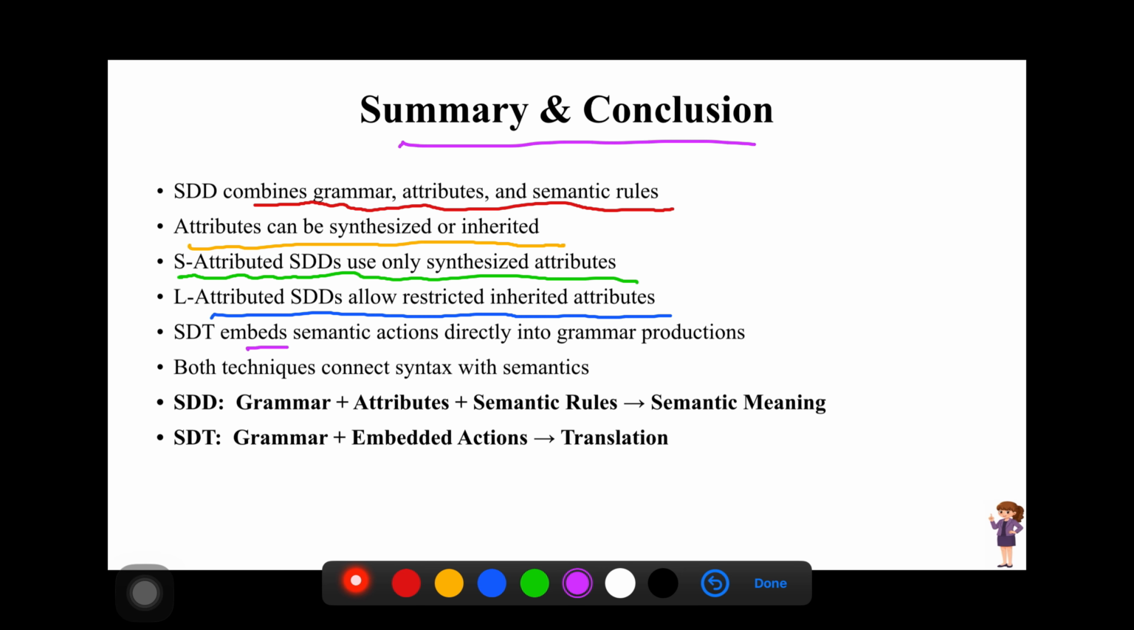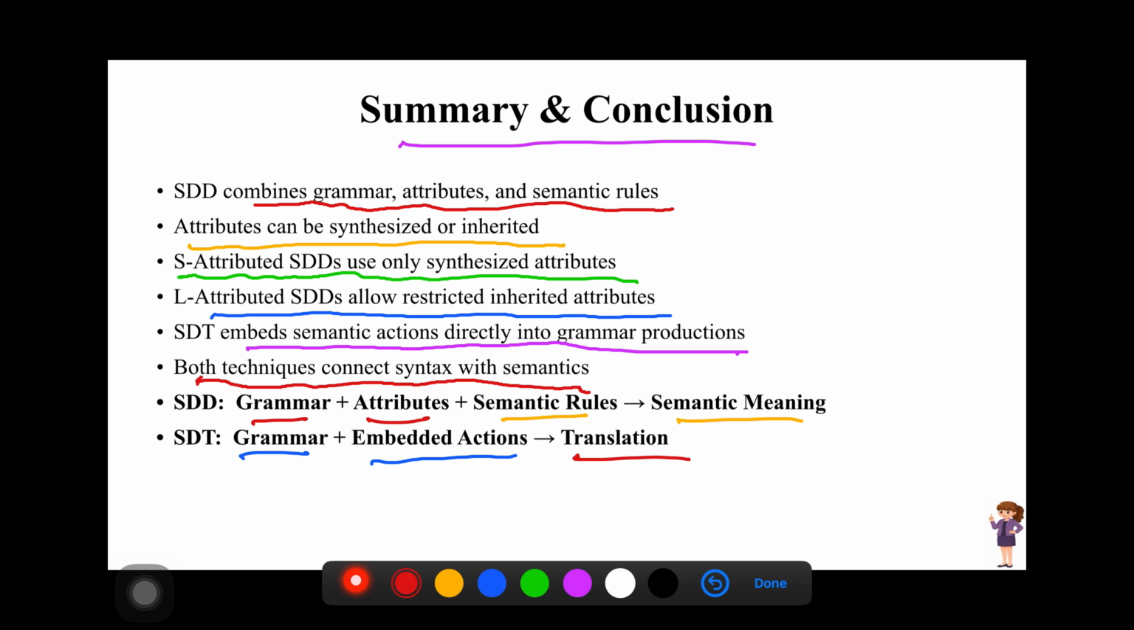SDT embeds the semantic actions directly into the grammar production. Both SDD and SDT help the compiler to connect the syntactic structure of the program with its meaning and translation. The easiest way to remember the whole topic is: SDD, grammar plus attributes plus semantic rules, gives the semantic meaning, whereas SDT, grammar plus embedded semantic actions, gives the translation. I hope you guys understood.